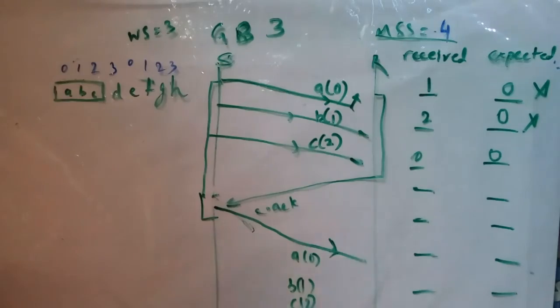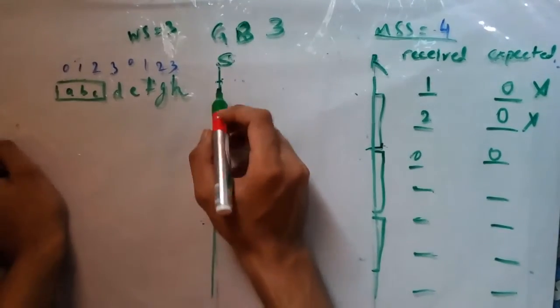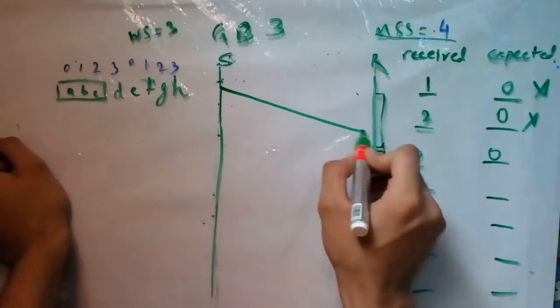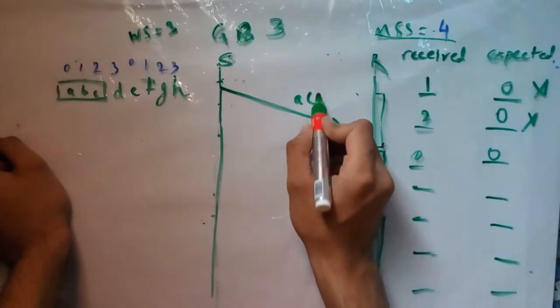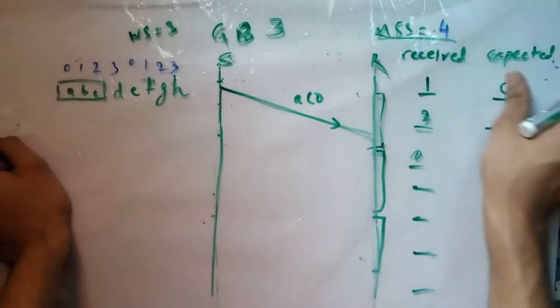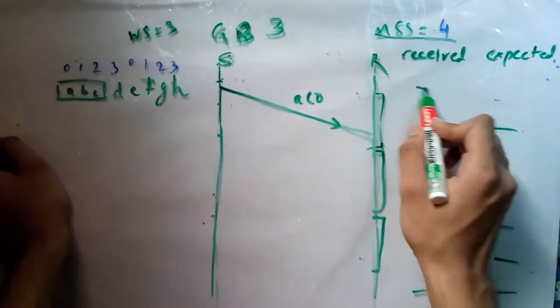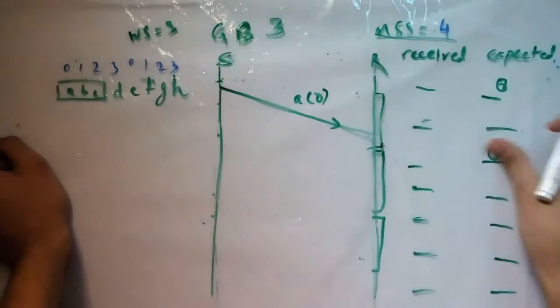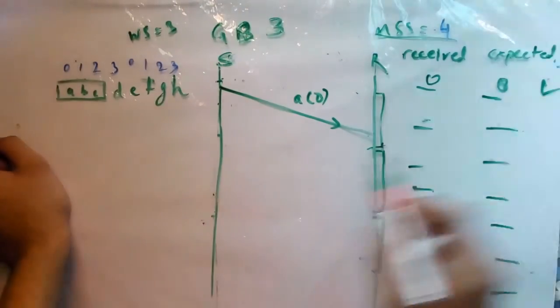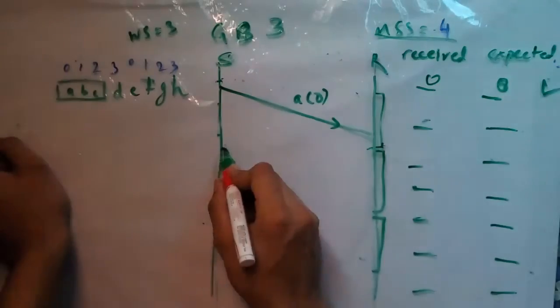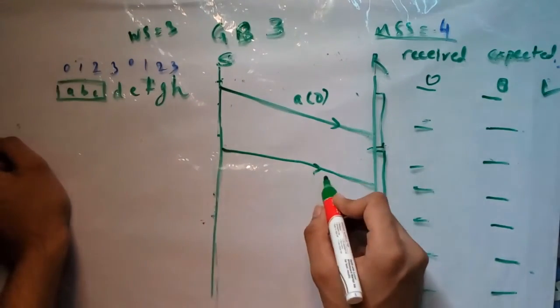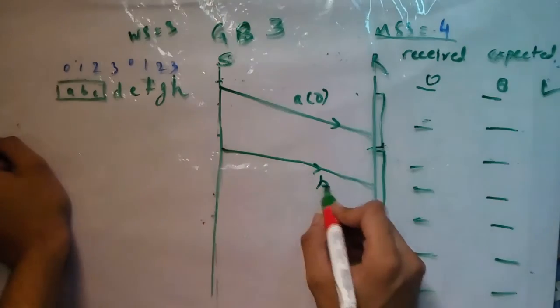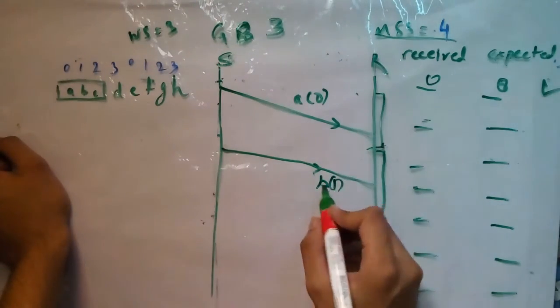Now let us examine another situation. Suppose packet A is sent with sequence number 0. Let me rub all these. What would it expect? 0, and it received 0, so it would accept it. Okay, then packet 2 is sent, with sequence number 1, packet B.